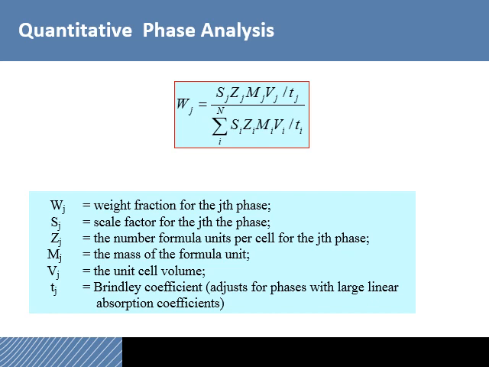All right, I've mentioned the term scale factor before. Ultimately, this scale factor value, this S sub j, is the value that you're going to refine, because things like the unit cell volume, the mass of the formula unit, the number of formula units per unit cell, and so forth are really going to be derived directly from the structure of the phase of interest, but that scale factor is going to take that data and multiply it times an S value, which drives the quantitative analysis.